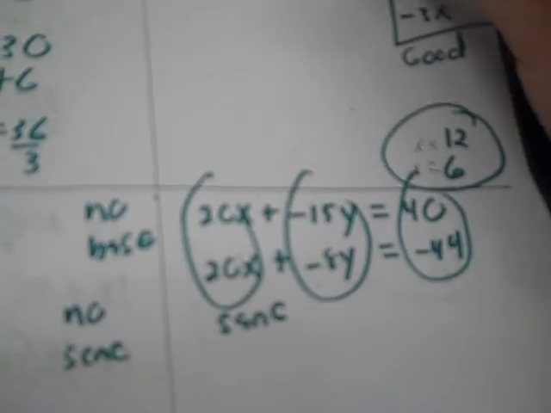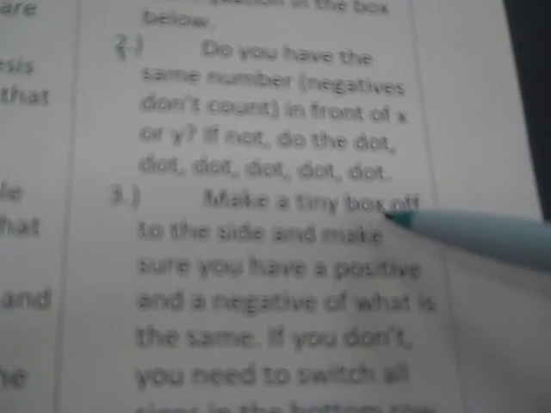Now, we still have to get the same, okay? I think I've accomplished that because right here's the same. Finally, I'm able to write same. That's why you have to do the dot, dot, dot if you can over here. Okay, make a tiny box off the side and make sure you have a positive and a negative of what is the same. If you don't, you need to switch all the signs in the bottom row.